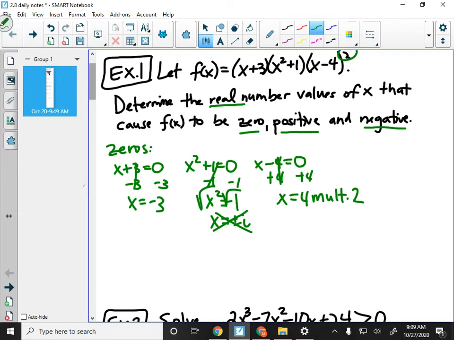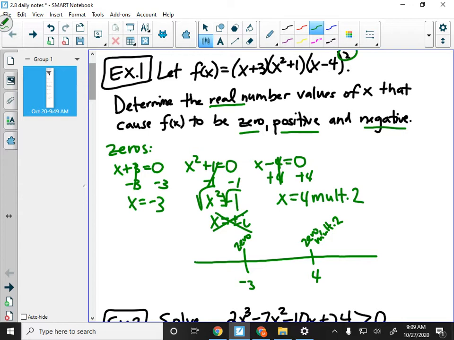Then what I'm going to do with those is make this thing called a sign chart. It's going to kind of look like a number line. On this number line, I only want you to label the zeros. So I need to see negative 3 and positive 4. Here's where negative 3 would be. Here's where positive 4 is. And I'm going to literally label that this is a 0. And this one is a 0, but I'm going to put multiplicity 2 after it. Okay.